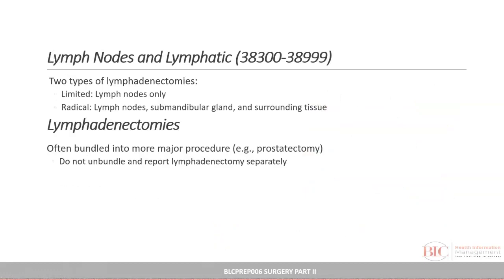For procedures done on the lymph nodes and the lymphatic system, your range of codes are going to be 38300 to 38999. There's two types of lymphadenectomies. A limited lymphadenectomy, they're only going to remove the lymph nodes. A radical, they're going to remove the lymph nodes, the submandibular gland, and any surrounding tissue.